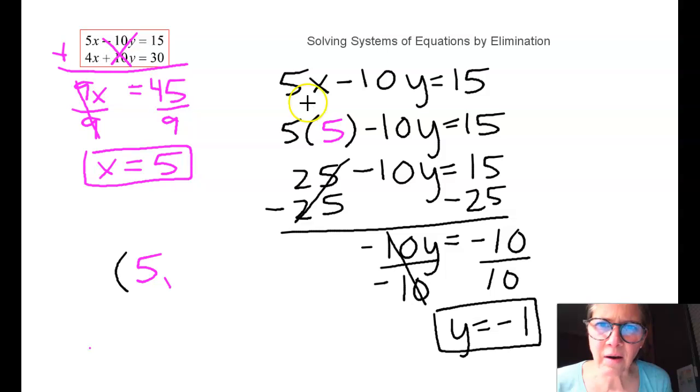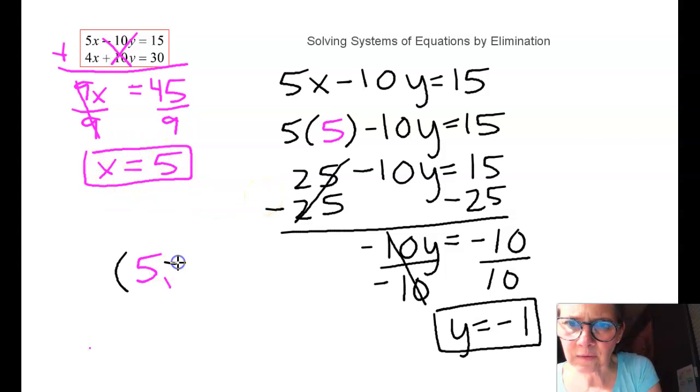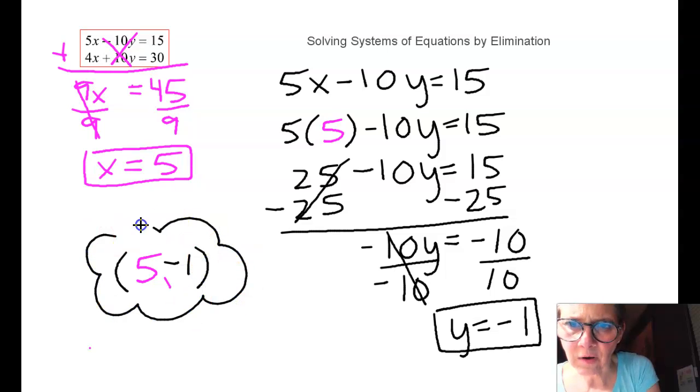So our solution is that x is 5 and y equals negative 1. So that is our overall solution.